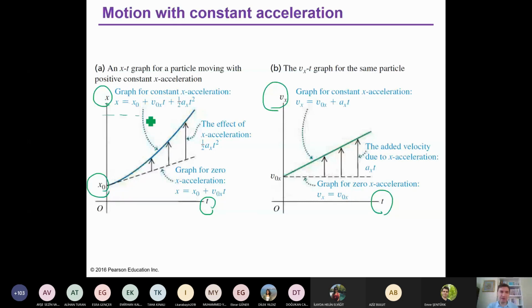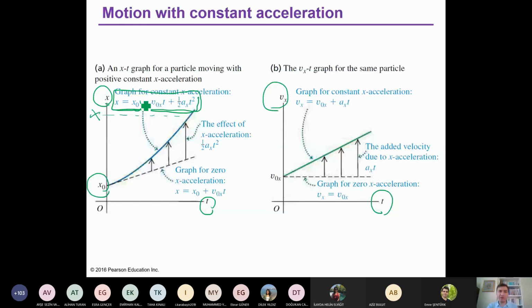So what do you see here? x here is given with this expression, which we have calculated just a few minutes ago. x is given by x0, the initial position, plus v0x t plus 1/2 ax t squared. So it is a parabola, okay?